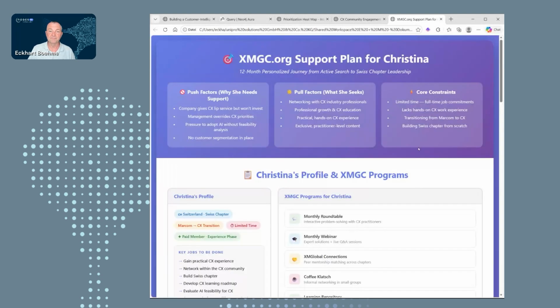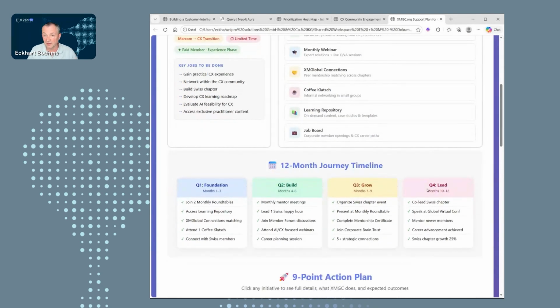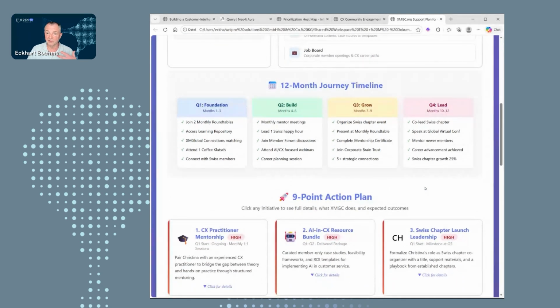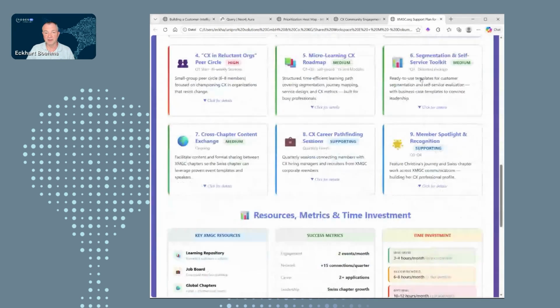The third example is a support plan for an individual. We had, as I said, members joining the organization, and we can easily, at the click of a button, create a support plan, in this case for Christina from Switzerland. Here's a portfolio of solutions. Of course, we have to educate the agent with our capabilities. It created a 12-month journey timeline, 9-point action plan.